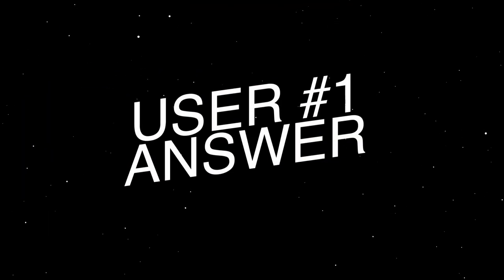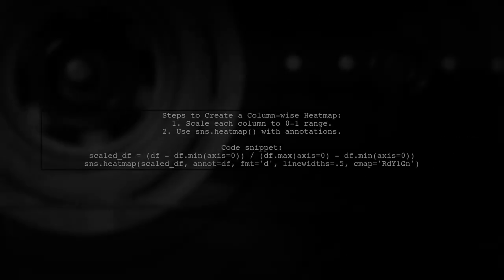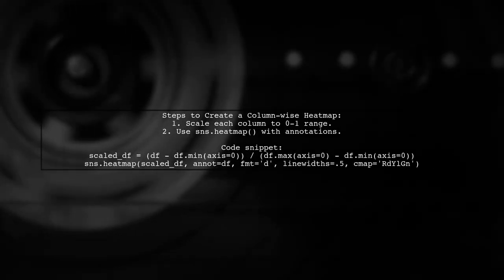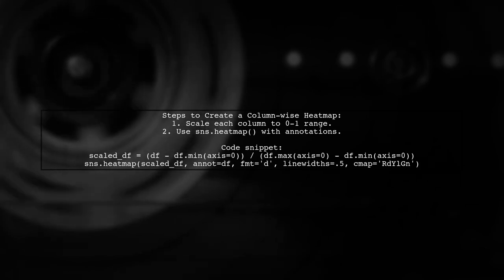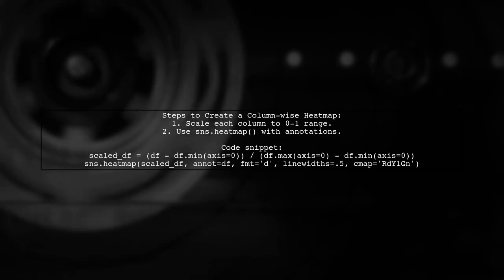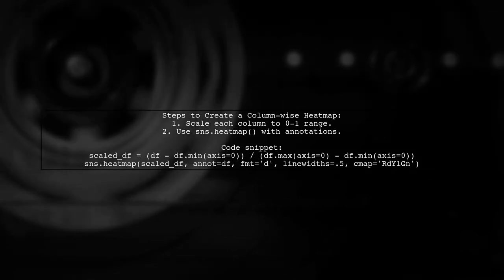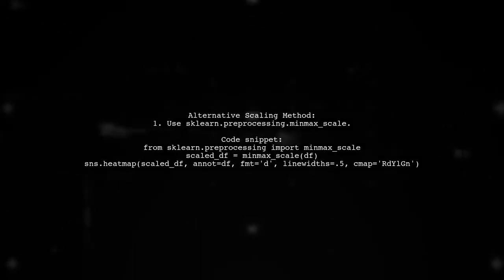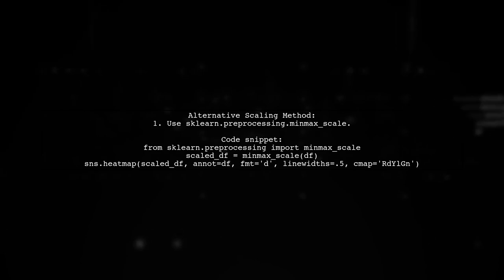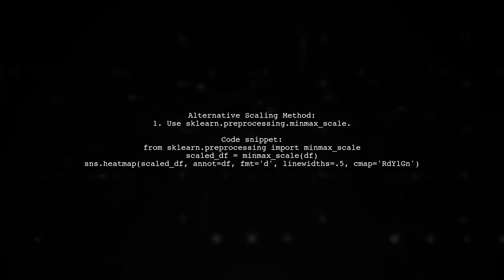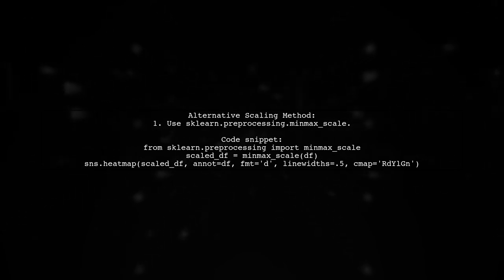Let's now look at a user-suggested answer. To create a column-wise heat map in Seaborn, you can scale each column to a range of 0 to 1. Then you can annotate the heat map with the original values. It's a good idea to remove the color bar since each column has different scales. Alternatively, you can use Sklearn's min-max scale for scaling.